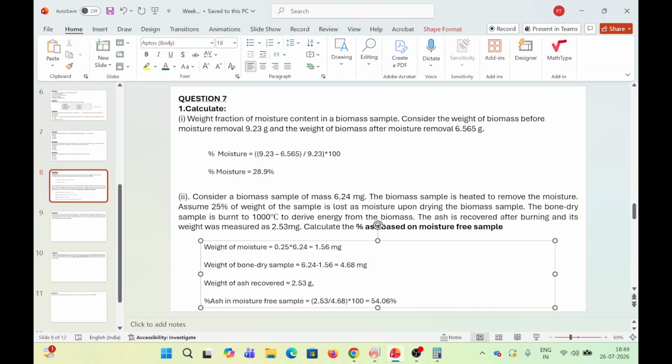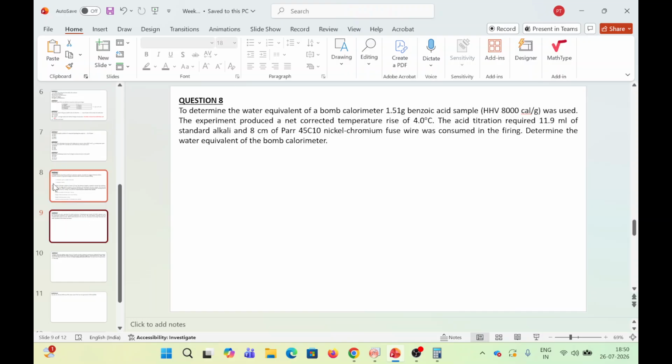So any doubts in question 7? If no doubts, then let us proceed to the next question.